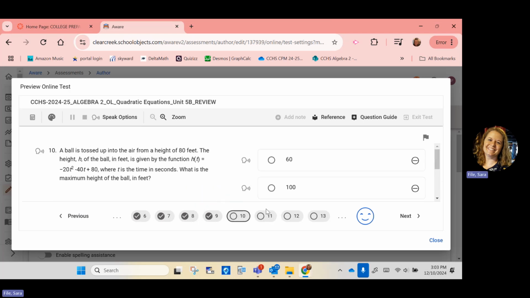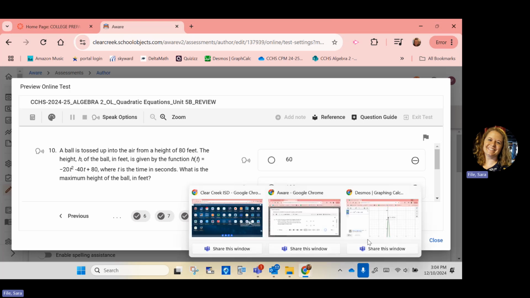That's it. Number 10. A ball is tossed into the air from a height of 80. Height h in feet is given by the function where t is the time in seconds. Maximum height for the ball in feet. This is the same question. It's just a different equation, but they're asking for the maximum height in feet again. This time it's a ball instead of a rocket. That doesn't matter. We're finding the maximum.